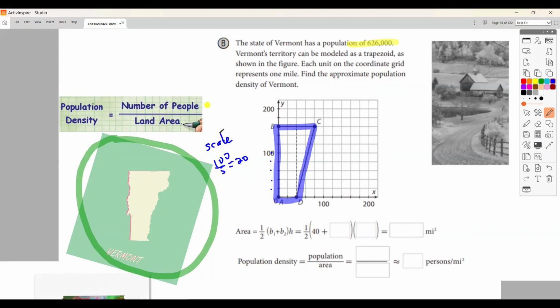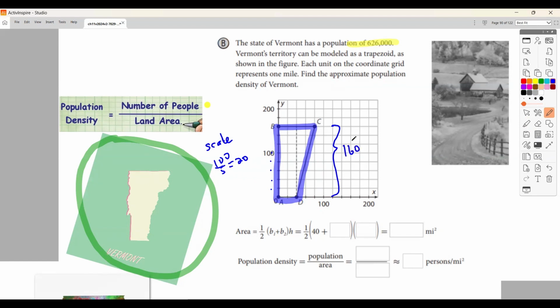So remember, it's 1/2 times the height times base 1 plus base 2. So the height of the trapezoid, it would be from here to here. So I'm counting this by 20s, 20, 40, 60, 80, 100, goes up to 160.